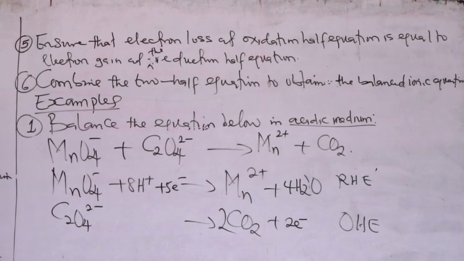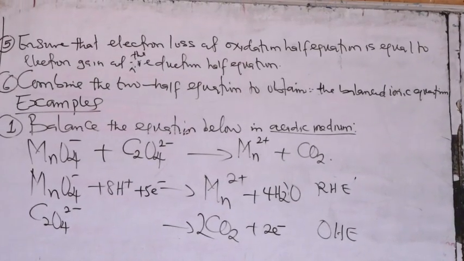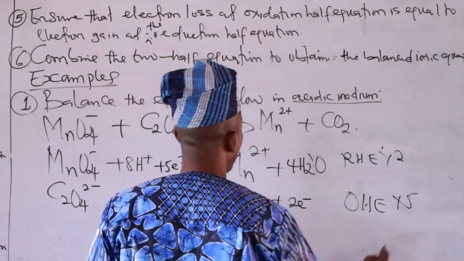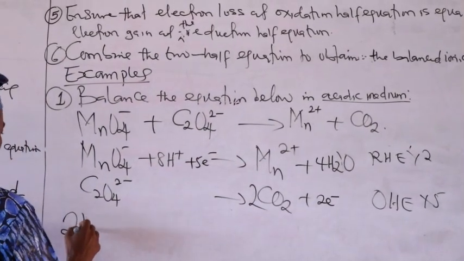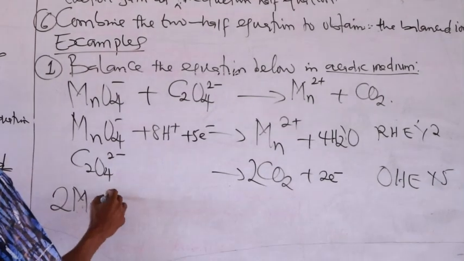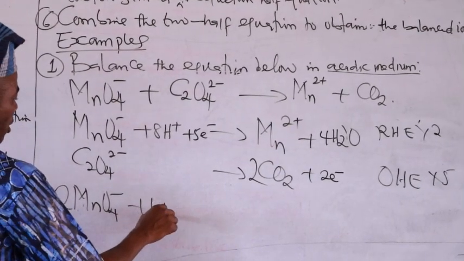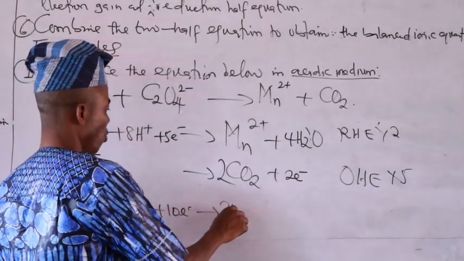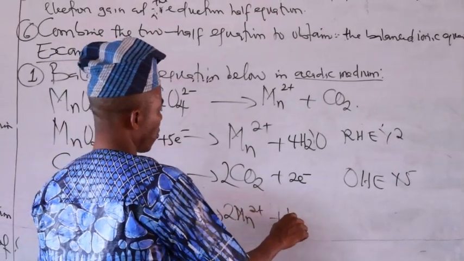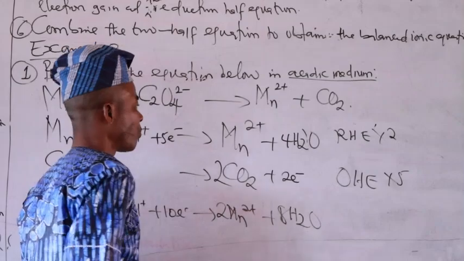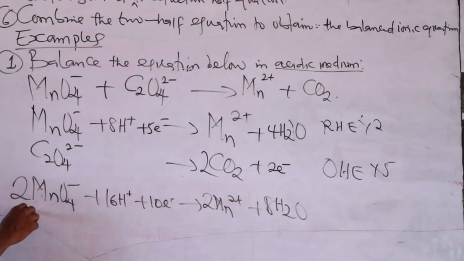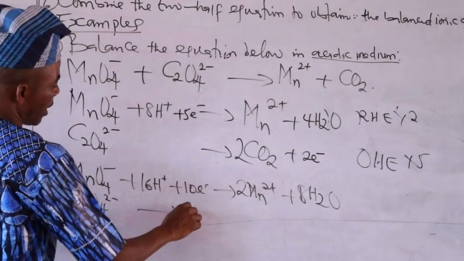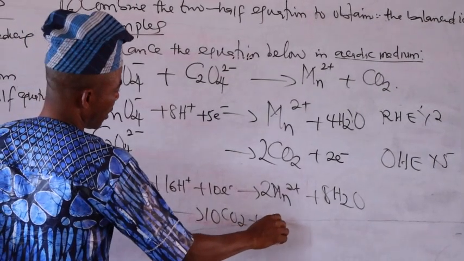How do we balance the electron loss and gain? Multiply the first equation by 2 and the second one by 5. That you are going to have 2MnO4- plus 16H+ plus 10e- to give 2Mn2+ plus 8H2O. And this one gives us what? 5C2O4 2- to give us 10CO2 plus 10e-.